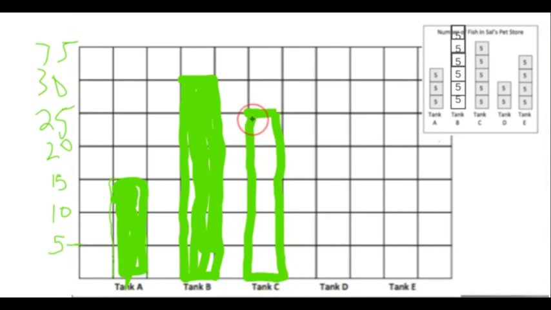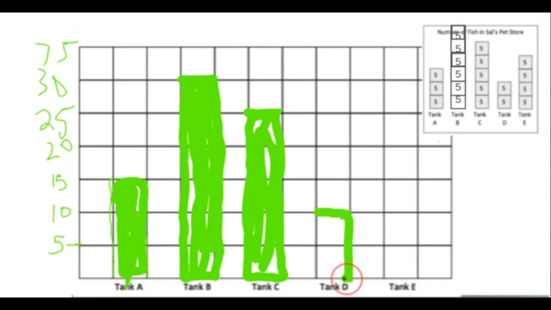And there is my tank C bar, okay? So I'm just going to quickly color that in. Tank D has 10. So over here, I'm going to look and I see 10. And if you notice, the bars are kind of accidentally making the tape diagram, but then I'm just coloring it all in, just like that.